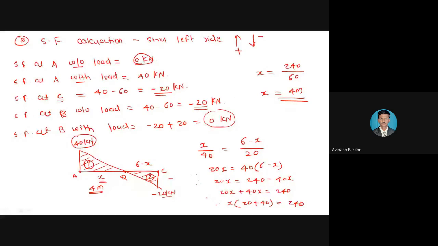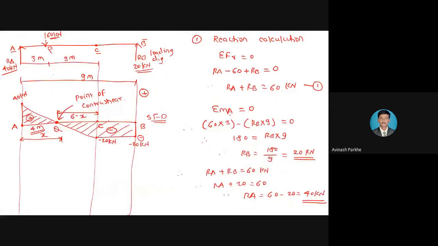Now represent that particular x distance on this particular original figure also. Okay, represent that particular Q point in the shear force diagram and the AQ distance also as x as 4 meter. Now we have to start the BM calculation.